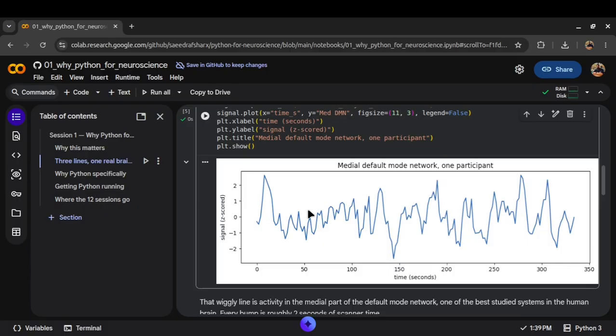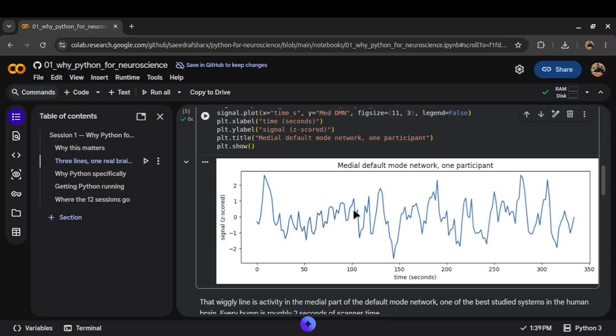That is the medial part of default mode network in one person laying inside an MRI scanner, watching a short animated film. Every wiggle is that piece of cortex getting more active and then less active. Each step along the bottom is 2 seconds of their life. They are a real person.